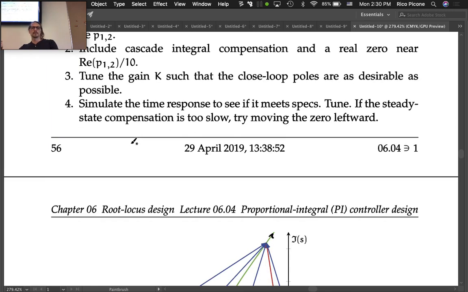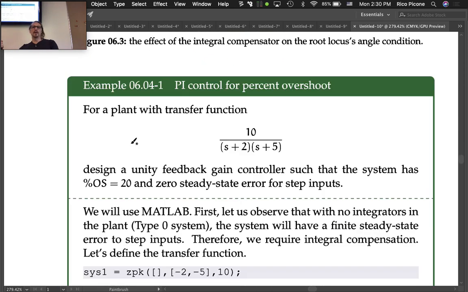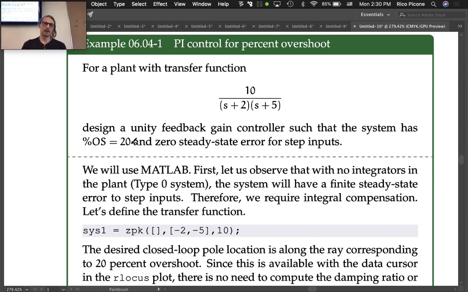Okay. So let's do an example. If we had this plant transfer function given here, we want to design a unity feedback gain controller such that the system has 20% overshoot and 0 steady state error for step inputs. I said gain controller, but really what I mean is PI controller such that the system has 20% overshoot and 0 steady state error for step inputs.